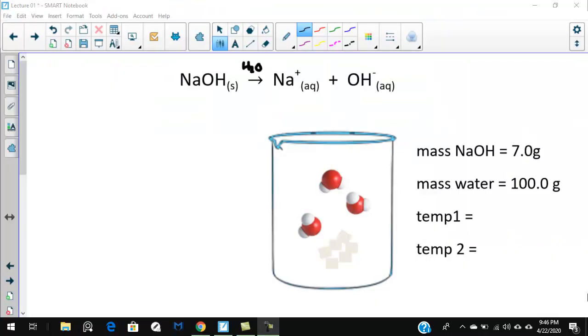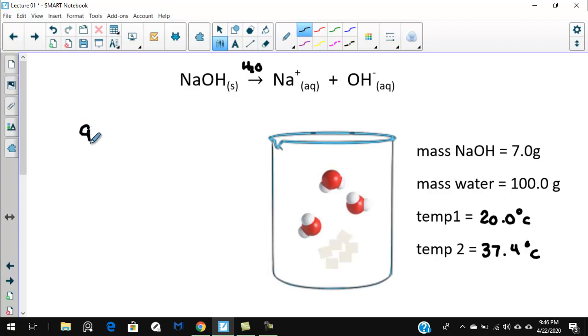Okay, so our initial temperature was 20.0 degrees Celsius. Our final temperature was 37.4 degrees Celsius. And we know that the mass of sodium hydroxide was 7 grams, and that the water that changed temperature had a mass of 100 grams. So to figure out how much energy went into the water, we can simply use our Q formula.